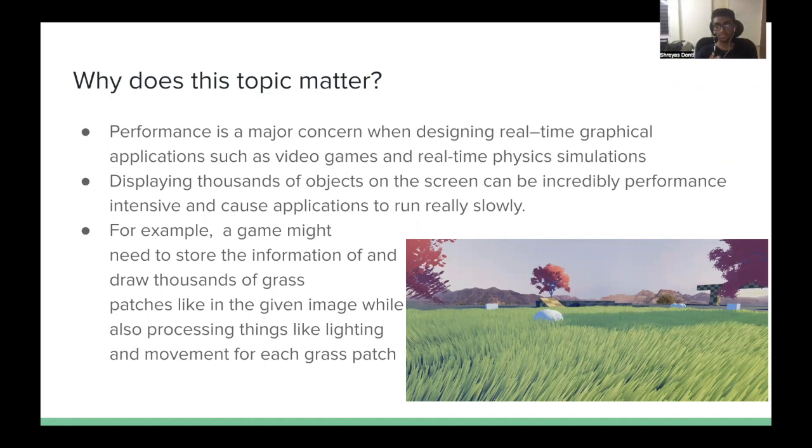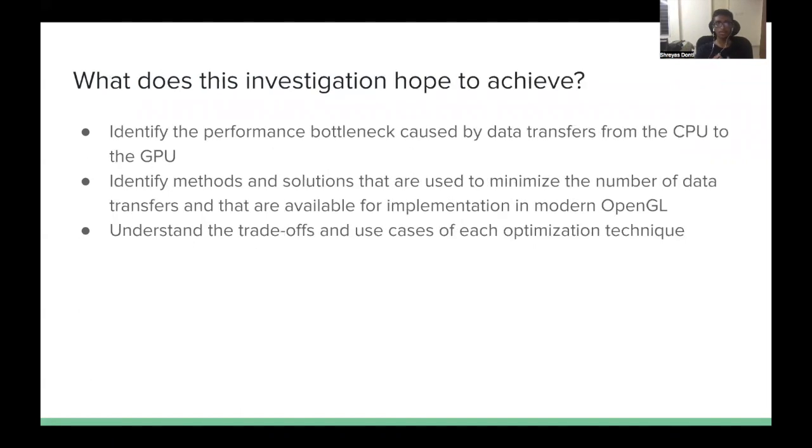Developers have recognized this issue and have constantly strived to address the many performance bottlenecks that their application might be facing. Today, I hope to explore one such performance bottleneck caused by the data transfers from the CPU to the GPU. I hope to identify methods and solutions that are used to minimize the number of data transfers and that are available for implementation in modern OpenGL. I hope to understand the trade-offs and use cases of each optimization technique so that future developers are better informed of which techniques best suit them.